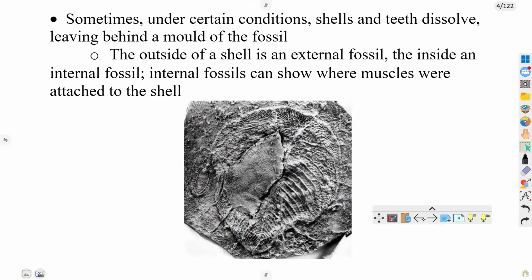Now, under some conditions, the shells and teeth can dissolve, and this leaves behind a mold of the fossil. These mold fossils are quite interesting in that they can actually give us a little bit more detail on some of the organisms than those other fossils would. So, for example, if the outside of a shell has a mold made of it, the outside is the external fossil, the inside is the internal fossil, and we can see things like muscles that were attached to the shell.